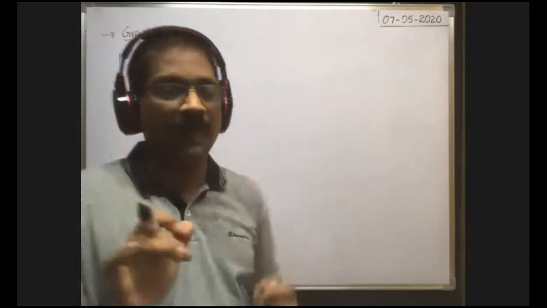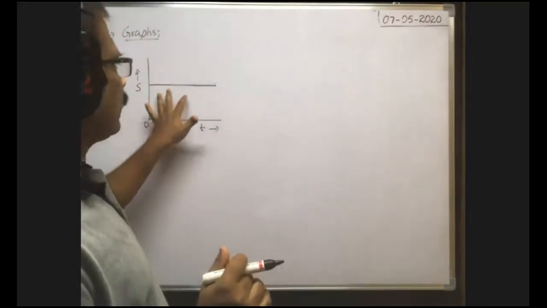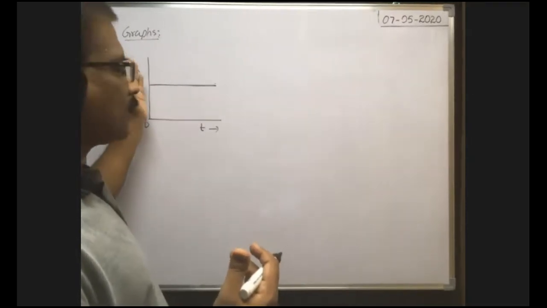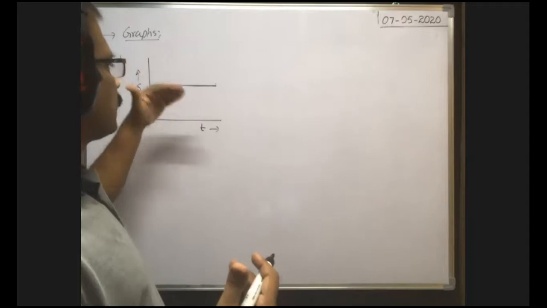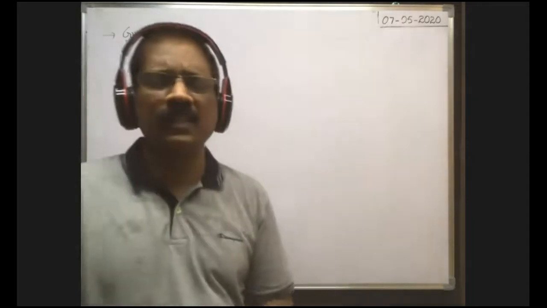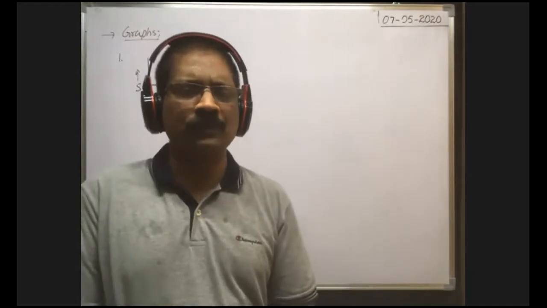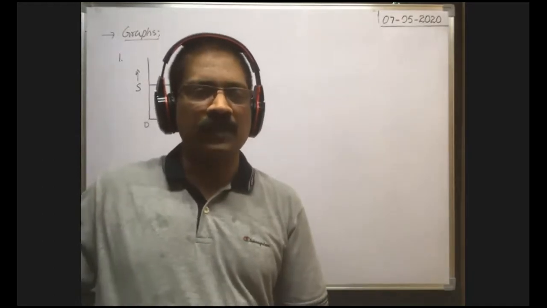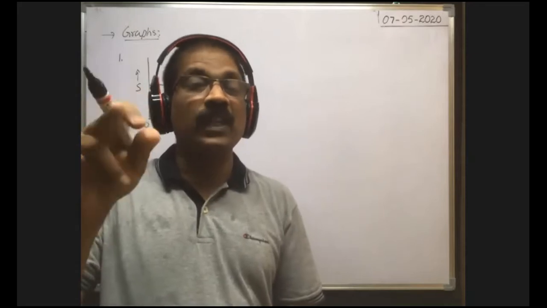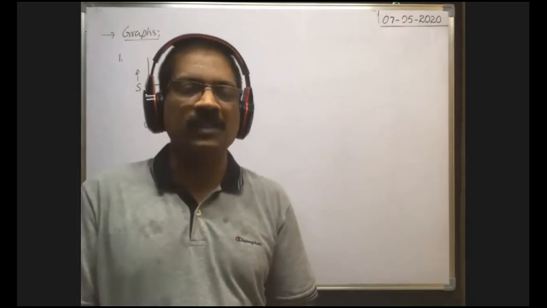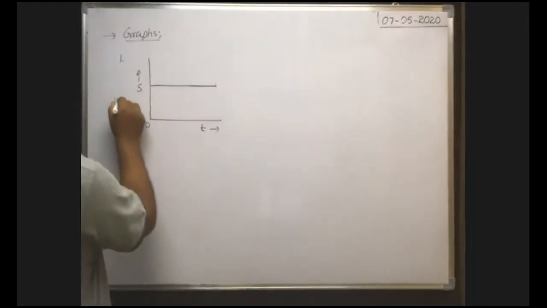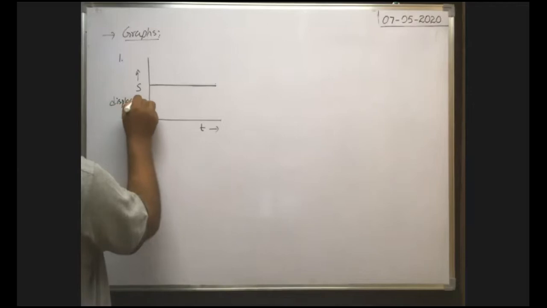Velocity, very good. Because the slope of the graph is equal to the physical quantity taken on the y-axis divided by the physical quantity taken on the x-axis. That means s by t is the slope, which is equal to velocity, because s is the displacement. Suppose if s is the distance traveled, then s by t gives the speed of the body. Here it is given that s is the displacement.